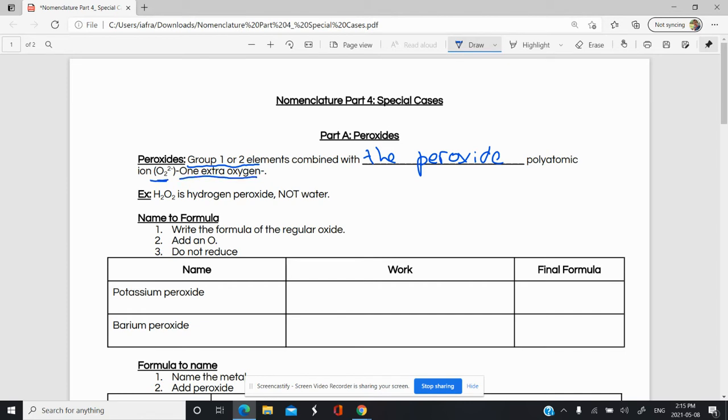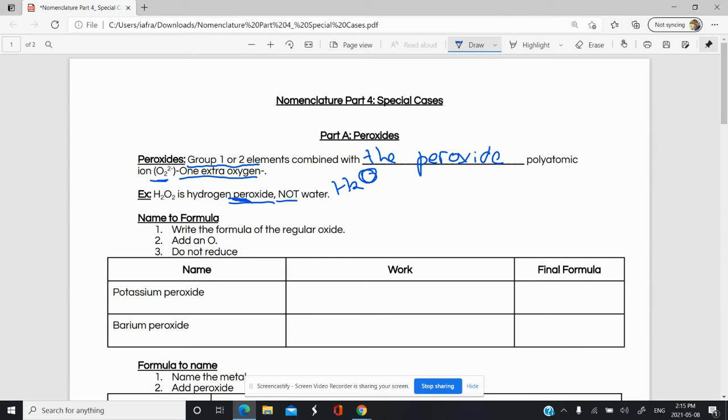So H2O2 is not water, which is H2O. You can see here that the hydrogen peroxide has an additional oxygen compared to the water there. And that's what that per means, essentially extra oxygen. So suppose we want to go from the name to a formula. If I give you the name of a peroxide, how would you come up with the formula? Well, your first step is to make the formula for the regular oxide. And then you're going to add an extra O and don't reduce.